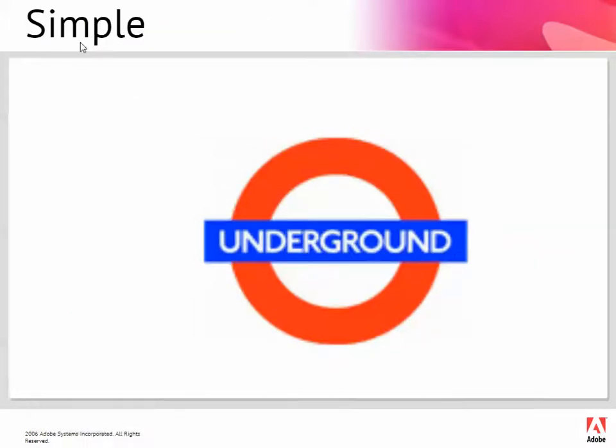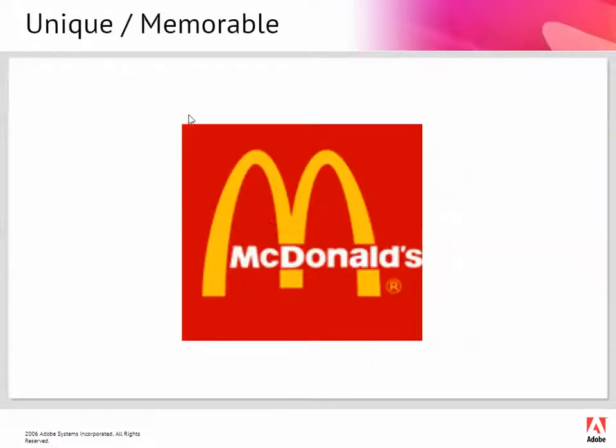All right, so here's an example of simple. Okay, so you can see this logo is just a circle, rectangle, and some text, right? So very simple. It's not intricate. Unique and memorable. You see this, you recognize it. You know the McDonald's symbol when you see it.